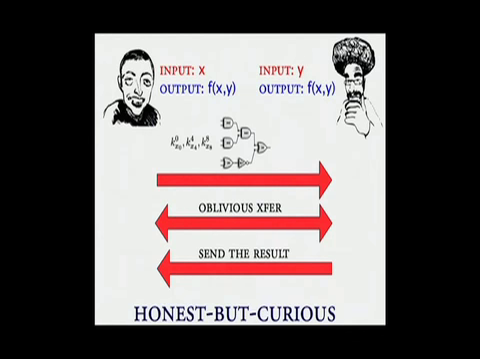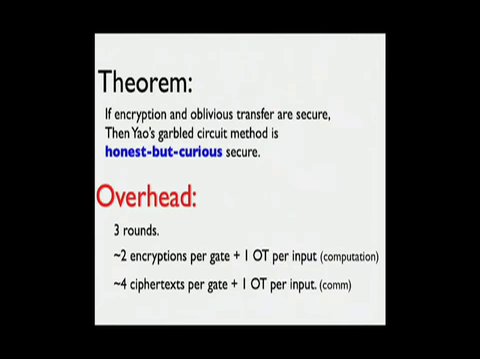Okay? And this is an honest but curious protocol, and we can actually state and prove the theorem, which is that if encryption and oblivious transfer are secure, then Yao's garbled circuits method is honest but curious secure. Okay? And let's think about how much overhead was added by this process.